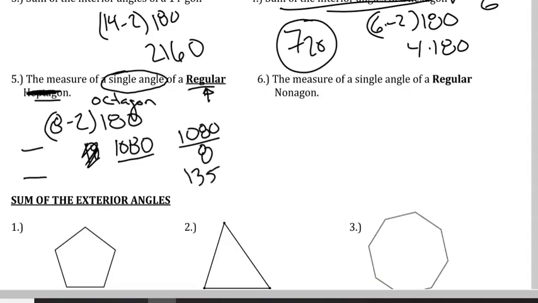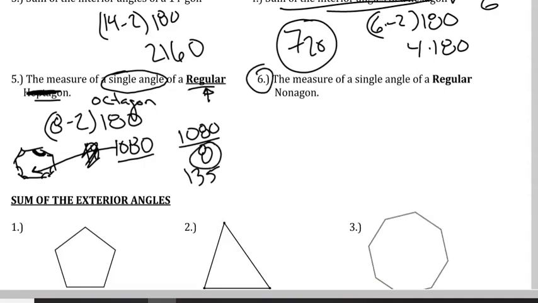Once again, if we had a regular octagon, regular meaning all the angles are congruent, we know the sum is 1080. And the reason I can just divide by 8 is because I know if it's regular, all of them are going to be congruent. Okay, that's how I divided by the number of sides.